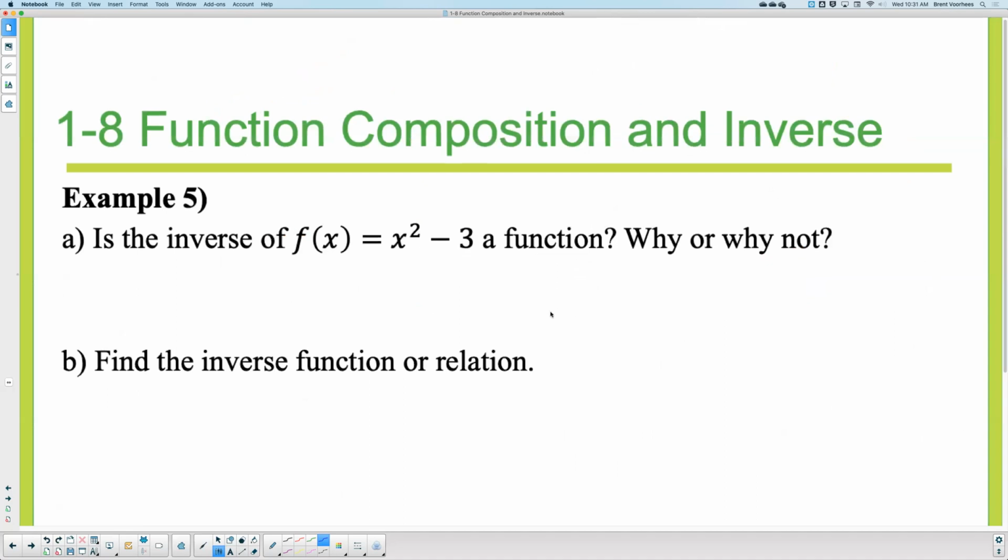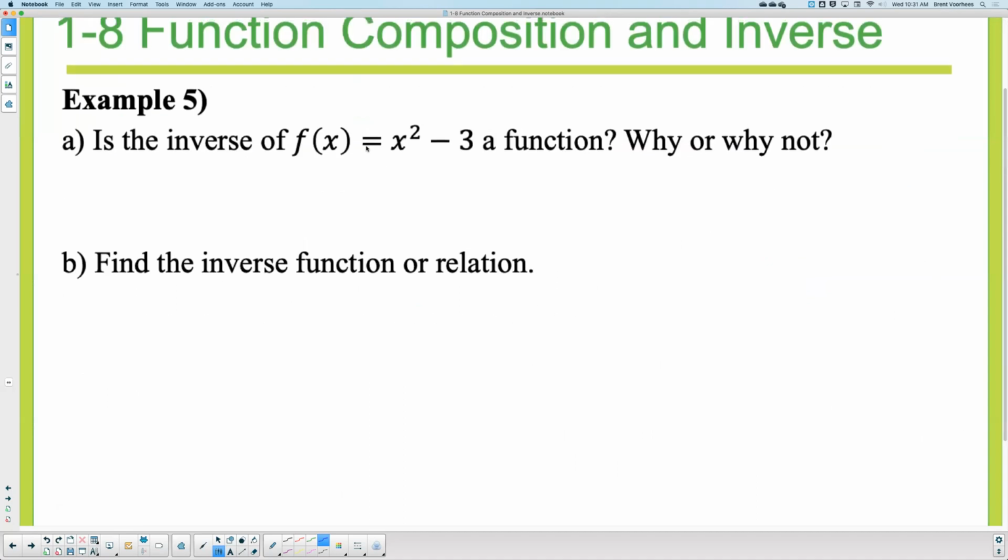It says, is the inverse of this a function? Why or why not? Well, I would do a horizontal line test. So this is a function itself. Is the inverse a function? Let's find out. So what does x squared minus 3 look like as a graph? Use the leading term. What's our leading term? x squared. What does x squared look like? A parabola. Okay, parabola facing up. So it looked like that.